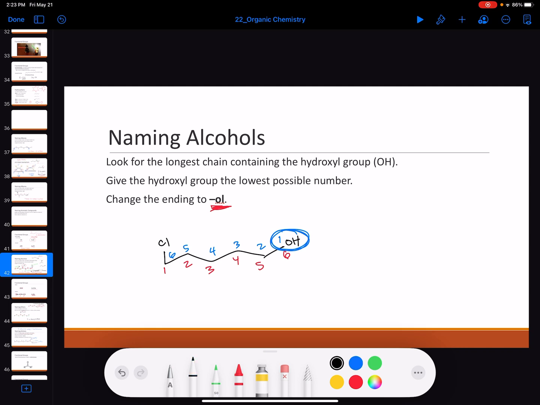So 6 carbons would be hexane, but because it's an alcohol, I'm going to call that hexanol. I also need to specify it's on carbon number 1, so this is 1-hexanol, and then I put any other substituents on there that I want. So this would be a 6-chloro-1-hexanol, just like that. So, an -ol ending for any alcohols.